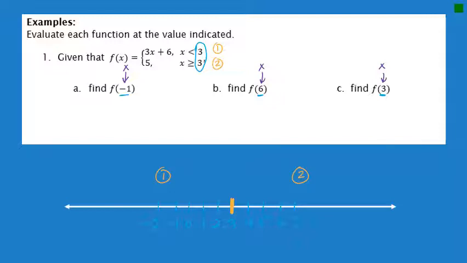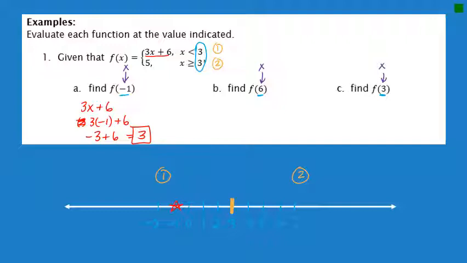All right, so I want to find f of -1. The first thing we have to do is figure out what section -1 falls into. So I'm going to look at my number line down here, and here's -1. I'm going to put a star on it. So -1 fits into section 1. So what I'm going to do now is take the function for section 1, which is 3x plus 6, and now instead of x, I'm going to plug in -1. So 3 times -1 plus 6, which is -3 plus 6, for a grand total of +3. So that's our answer for part A.